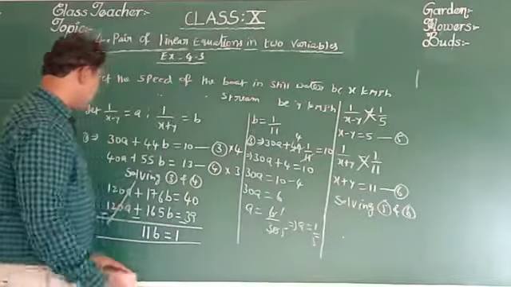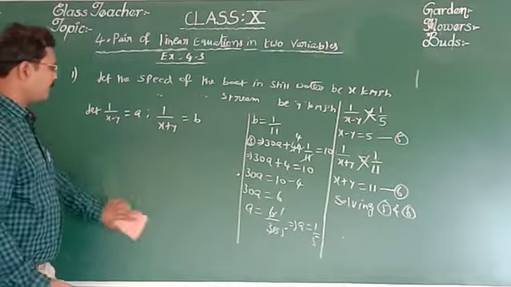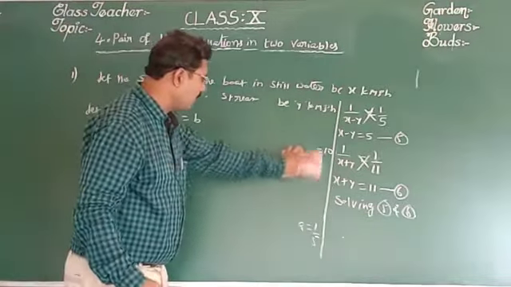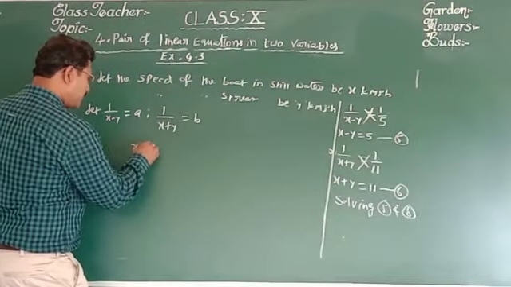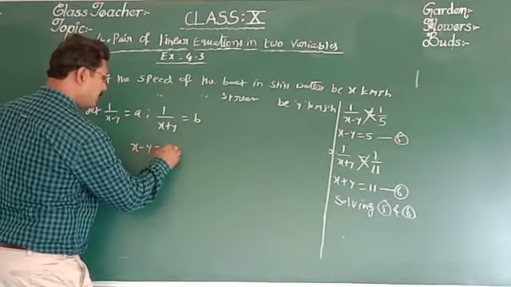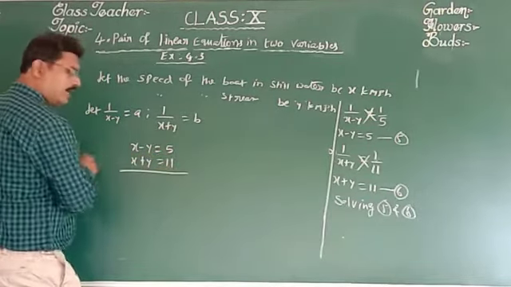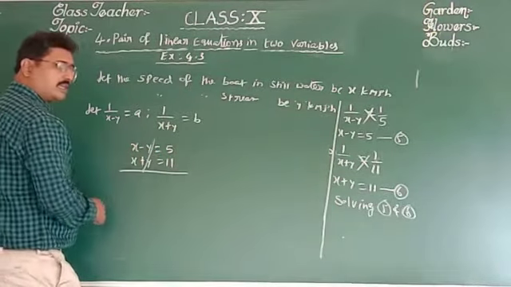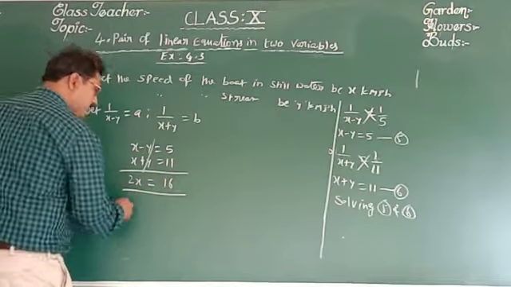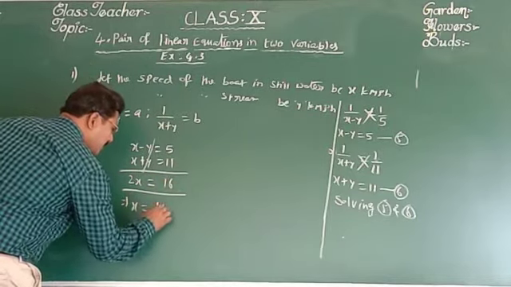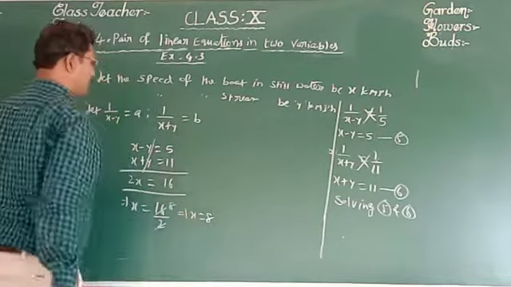Now solving, shall I rub this? Again see, solving 5 and 6. What is 5? x minus y is equal to 5. What is 6? x plus y is equal to 11. Now add these two: minus y plus y gets cancelled. x plus x, 2x is equal to 11 plus 5, which is 16. So x is equal to 16 by 2, that implies x is equal to 8.